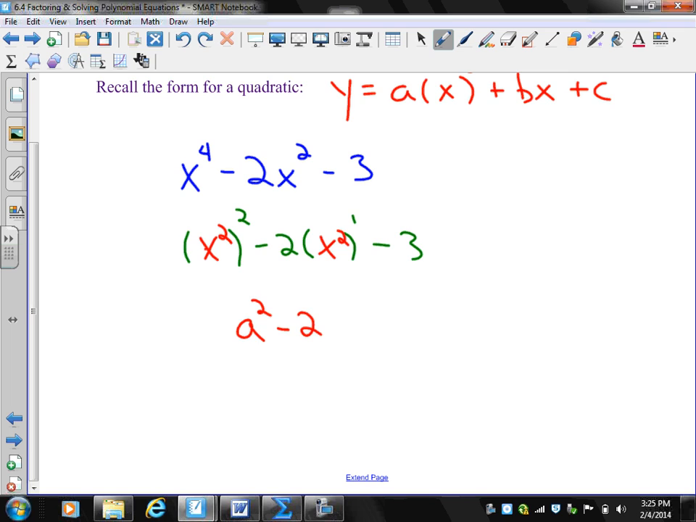So what I did essentially was I made a little substitution, if you will. I changed x squared into a. Because this, a squared minus 2a minus 3, is something that's a little more easily factorable for us.